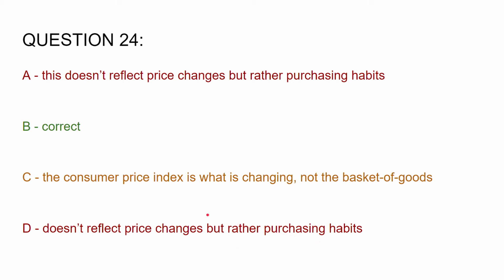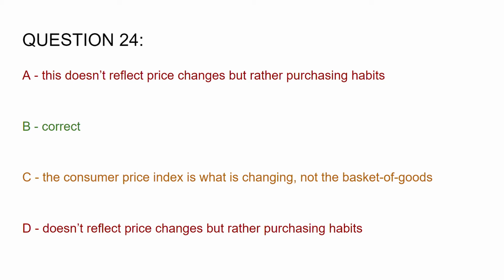C, applying the consumer price index to an updated version of the basket of goods. I don't have a commerce background, so I might be wrong about this, but I'm pretty sure that the consumer price index is what is changing, not the basket of goods. The basket of goods is staying the same. So we don't want to change the basket of goods. What we want to change is how much those goods cost.